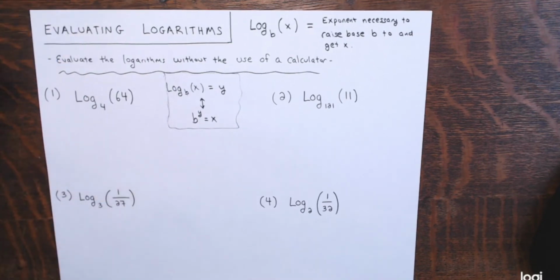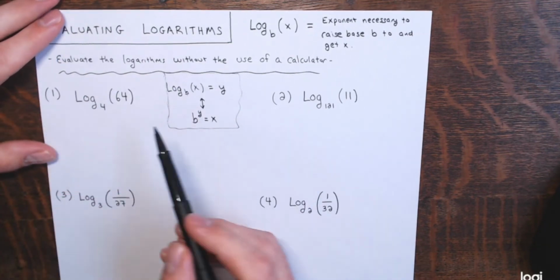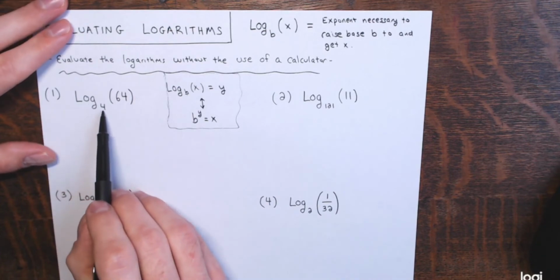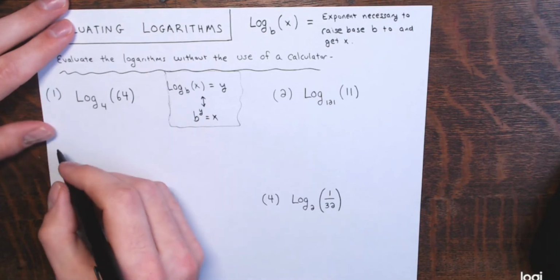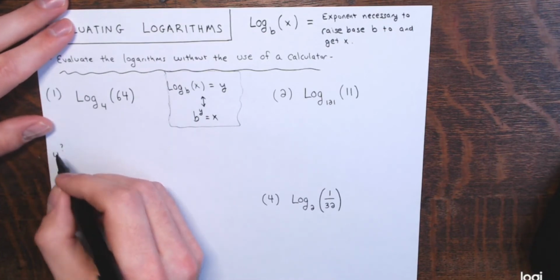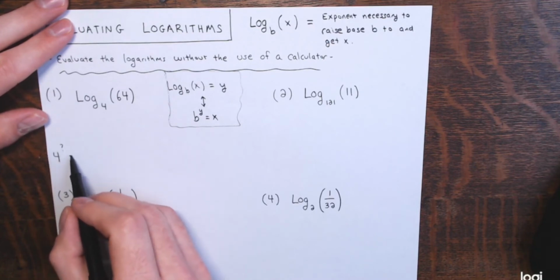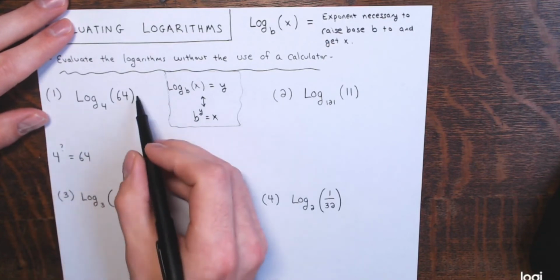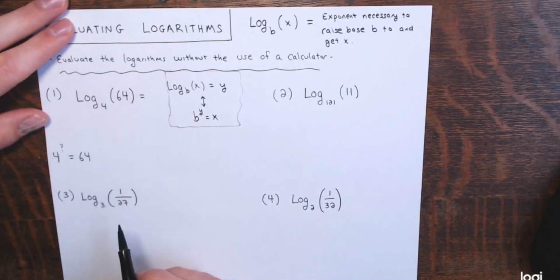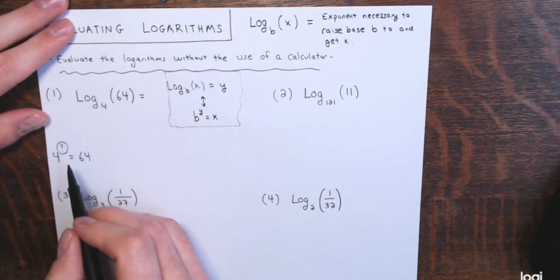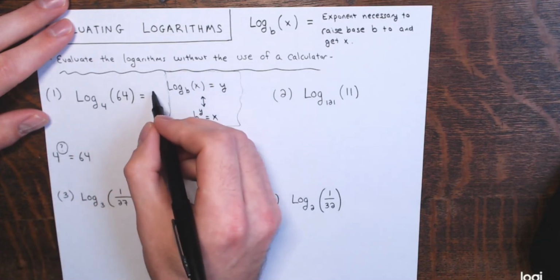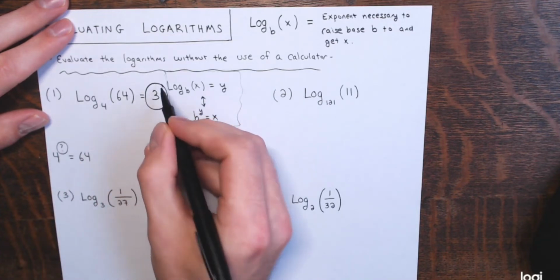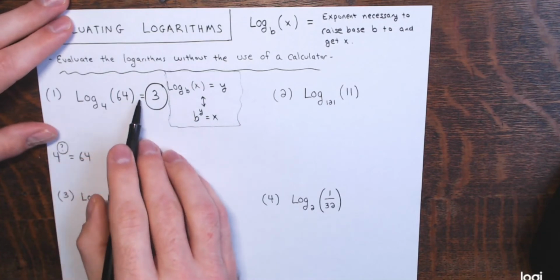All right, so example 1. What's the logarithm base 4 of 64? You have to be thinking, 4 to what power equals 64? And that's what this logarithm will be equal to, this power. Well, we know, hopefully, that 4 to the third power, 4 times 4 times 4, is 64. So this is 3. The logarithm base 4 of 64 is 3.